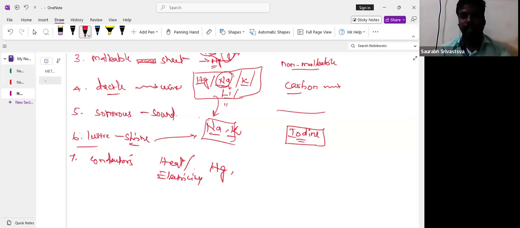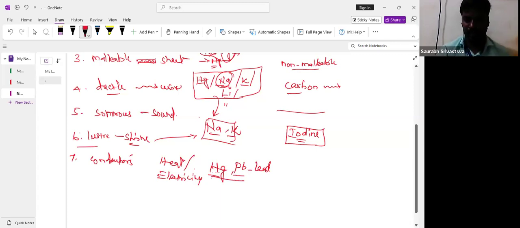A good conductor means the substance should be in solid form even at high temperature. If it becomes liquid or gas at a low temperature, it is not a good conductor of heat or electricity. Now mercury, Hg, and lead, Pb: these two elements are poor conductors of electricity. They won't conduct electricity that well. So mercury and lead are the exceptional cases among metals.